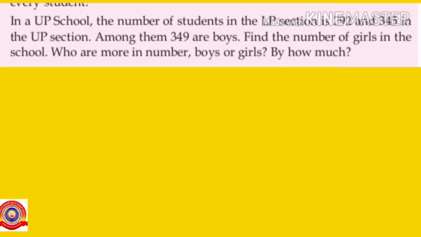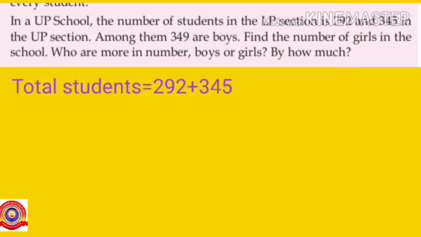Next activity. In a UP school, the number of students in the LP section is 292 and 345 in the UP section. Among them, 349 are boys. Find the number of girls in the school. Who are more in number, boys or girls? By how much? First, we have to find the total number of students. For that, add number of students in the LP section and number of students in the UP section. That is 292 plus 345.